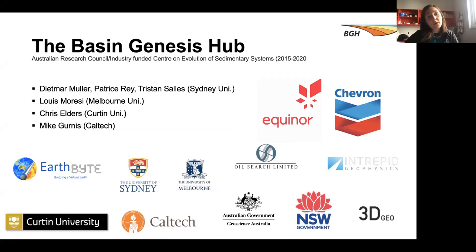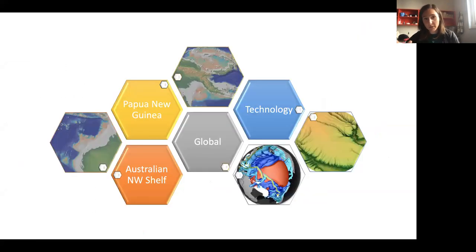All this work is a part of the Basin Genesis Hub. It's an ARC funding center. I work with Dietmar Müller, Patrice Ray, and Tristan Saal at the University of Sydney. But we also have different streams at Melbourne Uni and ANU, Chris Elder and Mike Gernist, and we work with different industry partners. The Basin Genesis Hub has different streams, and as Roman explained to you, I'm the leader of the global research stream.